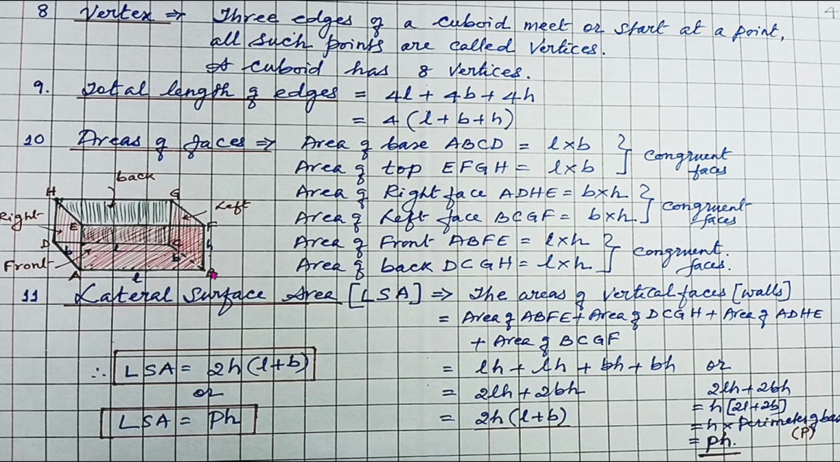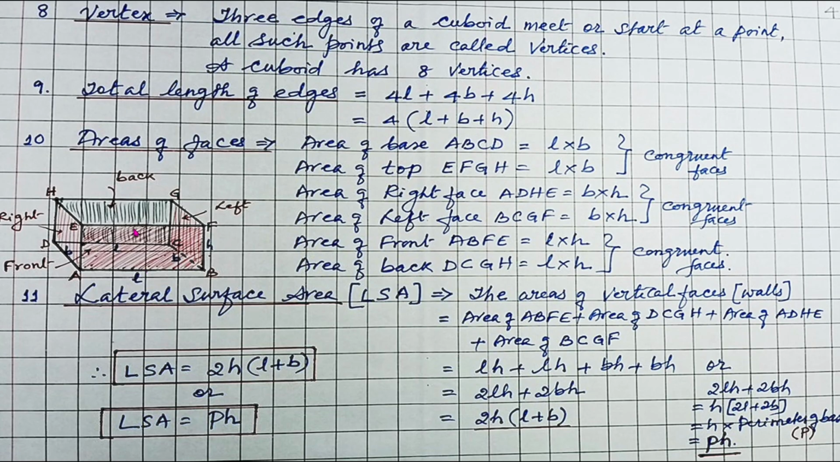Now if I take the length of the cuboid as L, the breadth as B and the height as H, then there are 4 lengths, 4 breadths and 4 heights. So 1st length, 2nd length, 3rd length, 4th length. Then we have 1st breadth, 2nd breadth, 3rd breadth and 4th breadth, and 1st height, 2nd height, 3rd height and 4th height. So in all we have 4 lengths, 4 breadths, 4 heights. Therefore 4 times (L plus B plus H) gives us the total length of the edges. A very important relation to remember to find the total length of edges of a cuboid. Now the areas of faces.